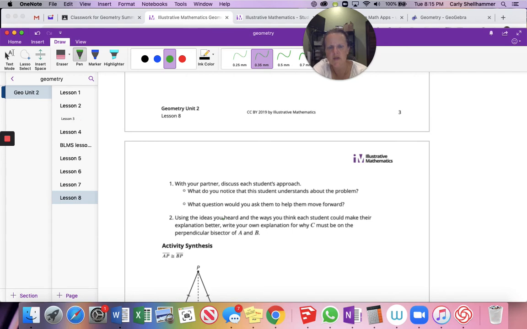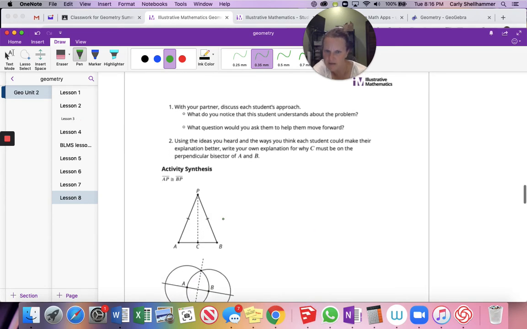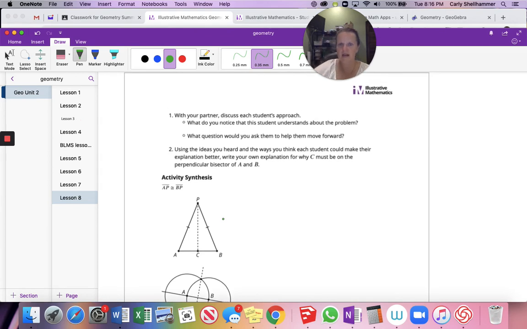Using the ideas you heard and the ways you think each student could make their explanation better, write your own explanation for why C must be on the perpendicular bisector of AB. And let's go ahead and use this drawing right here. We're going to write a very nice little proof using the book's paragraph and make it into some nice columns.